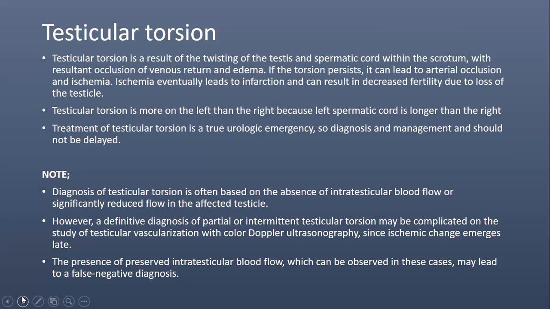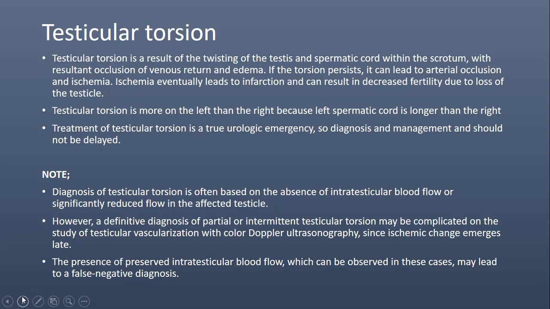So testicular torsion, as I told you, is a result of the twisting of the testis and the spermatic cord within the scrotum. Like this, the testis turns around the spermatic cord, and there's twisting of that cord. So the blood flow is compromised. That's why we're putting it under the vesicular conditions. First of all, there's going to be occlusion of venous return, and then the arterial supply is also compromised, because remember the arteries are still within that cord.